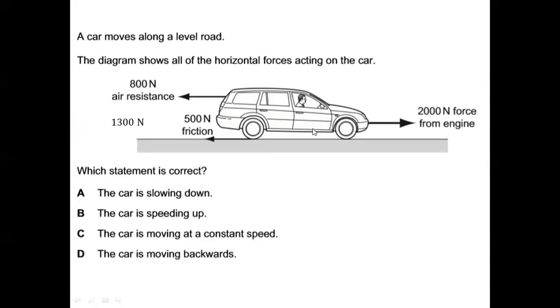Getting the net force acting on the car, we have the following. 2,000 is directed to the right, so it's positive. On the other hand, the 1,300 newtons is directed to the left, so we make it negative. The net force will be 700 newtons.